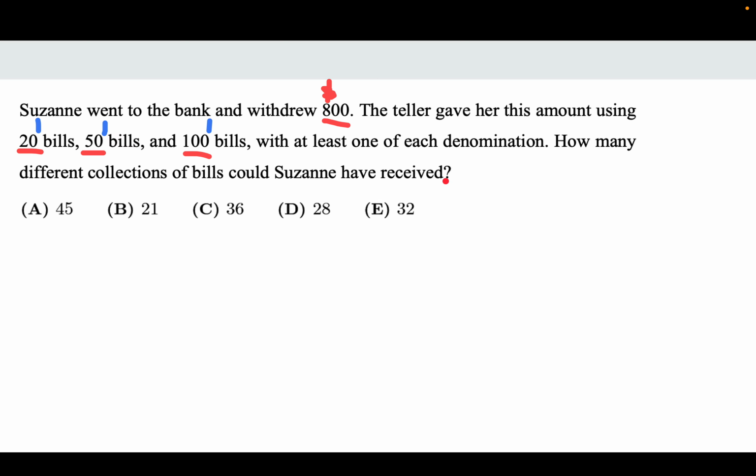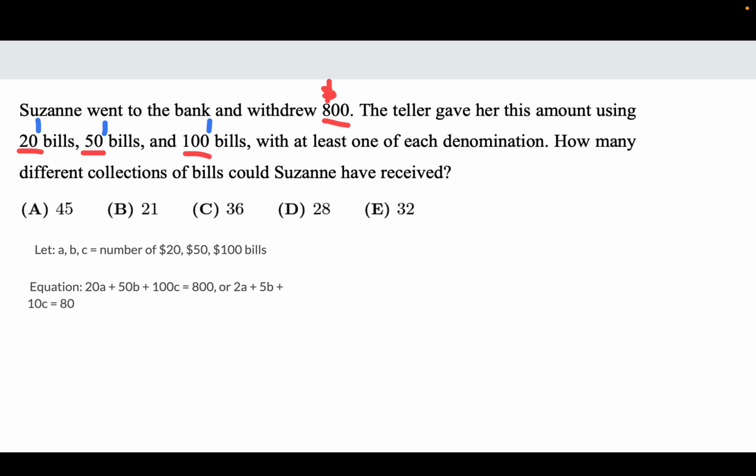Now, this is one of those AMC 10 problems that looks scary at first, but once you see the structure, it actually becomes super manageable. We let A, B, and C represent the number of $20 bills, $50 bills, and $100 bills. The total is $800, so we write 20A + 50B + 100C = 800. Now I immediately simplify everything by dividing by 10, which gives us 2A + 5B + 10C = 80.